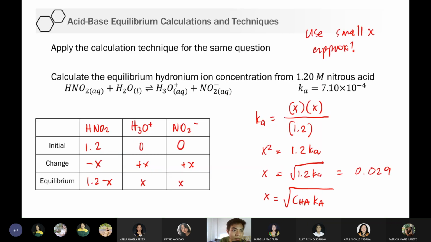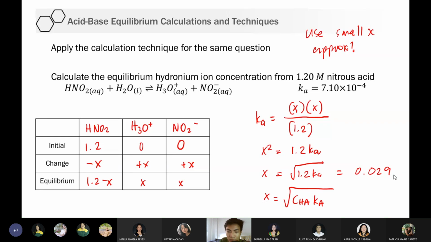Okay? So, again, when we solve for the equilibrium amounts, tas pasok siya sa small x approximation criteria, pagpasok siya dyan, then the x value is just the square root of tsaka. Yun na yan. Okay?